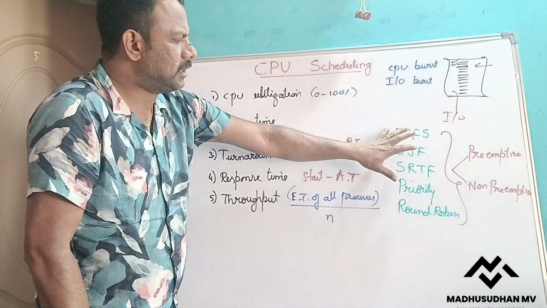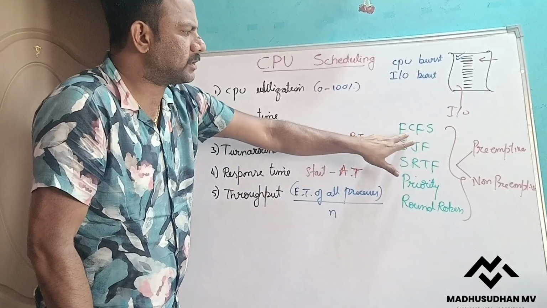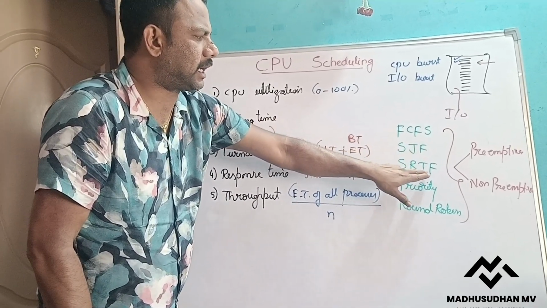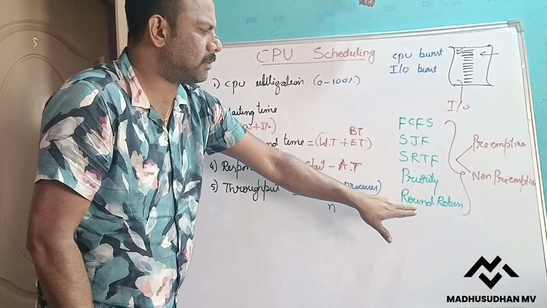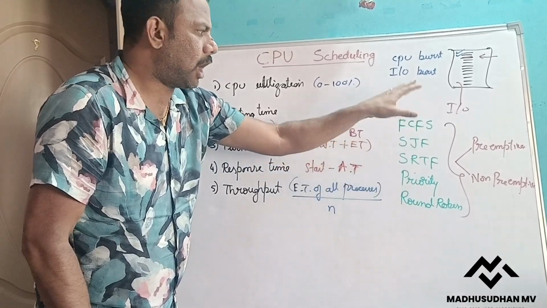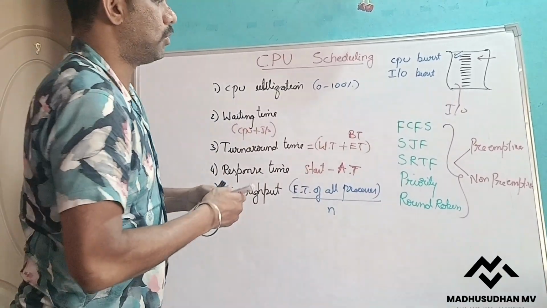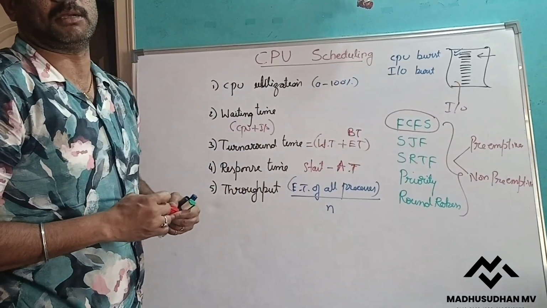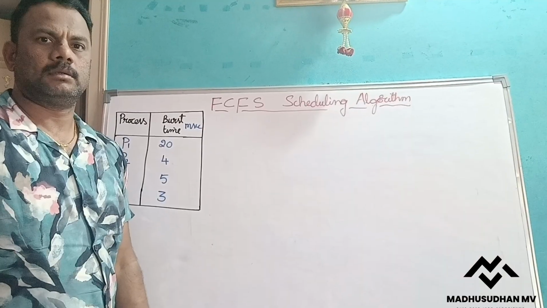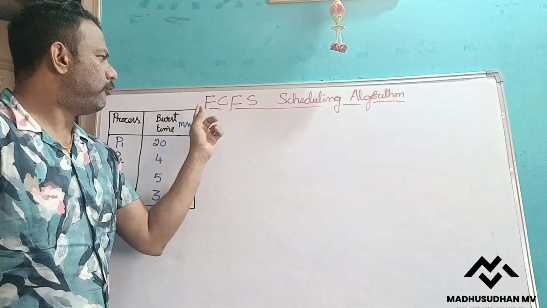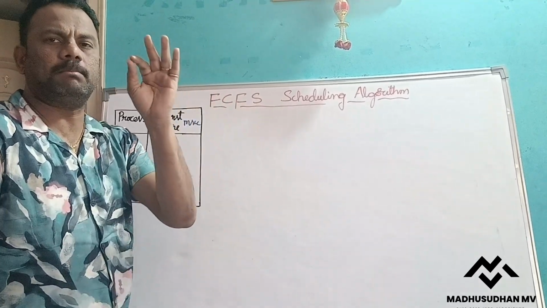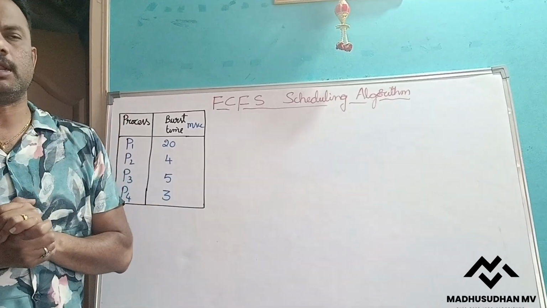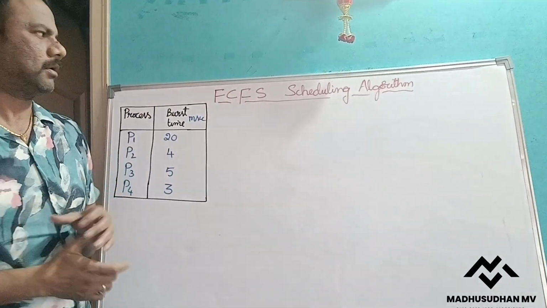And we also discussed these scheduling algorithms: first come first serve, shortest job first, shortest remaining time first, priority scheduling algorithm, and round robin algorithm. Now in this video, I am going to explain the first come first serve scheduling algorithm. So let us discuss first come first serve now.